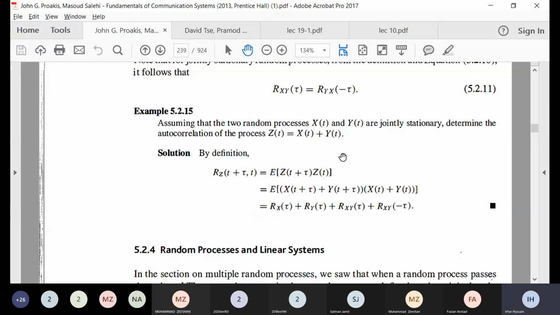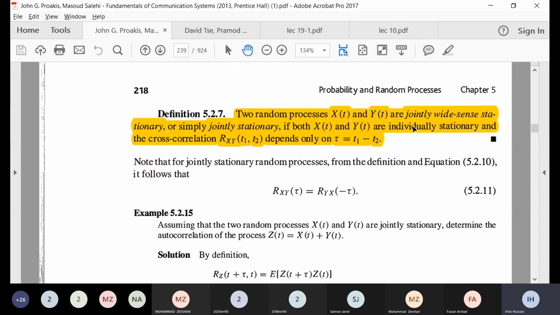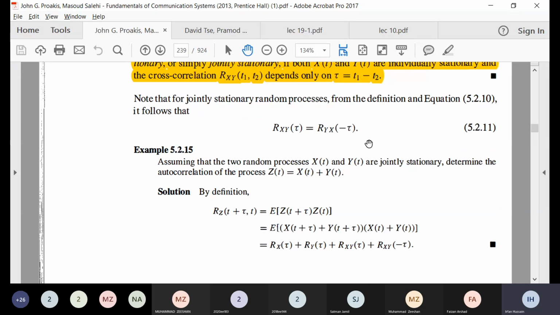He says that I have two random processes x(t), y(t) that are also jointly stationary. The meaning of jointly stationary is that individually they were stationary, but their cross correlation also depends on the time difference tau. So with this information, determine the autocorrelation of some process z(t), which is the sum of these two random processes.